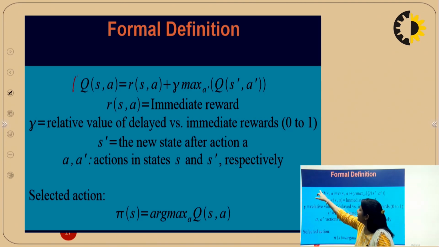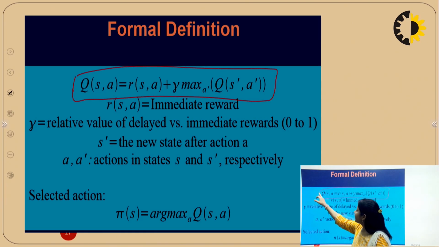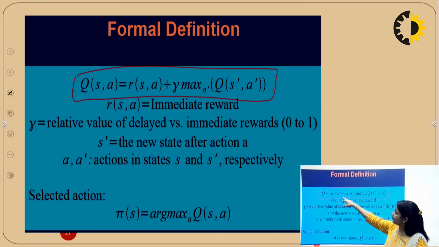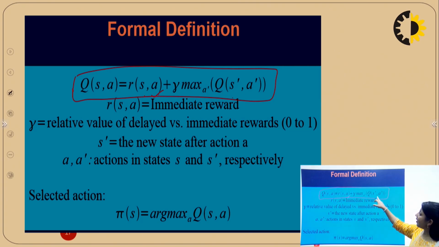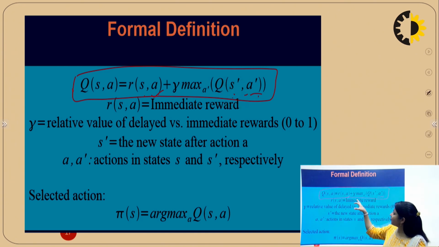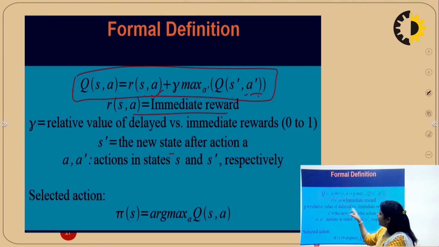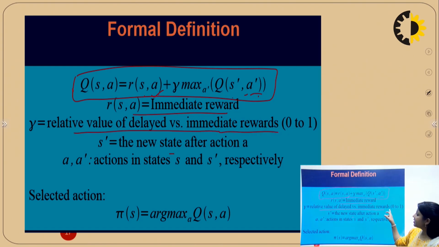This is the formula for how we calculate the maximum value of Q(S,A). Q(S,A) will be equal to R(S,A), where R means the reward at performing any action on the state, plus gamma max over A' of Q(S', A'). S' is the next state and A' is the next action. So we have to find the maximum value of the reward at the next state, and gamma is the discount factor actually. R is the immediate reward.